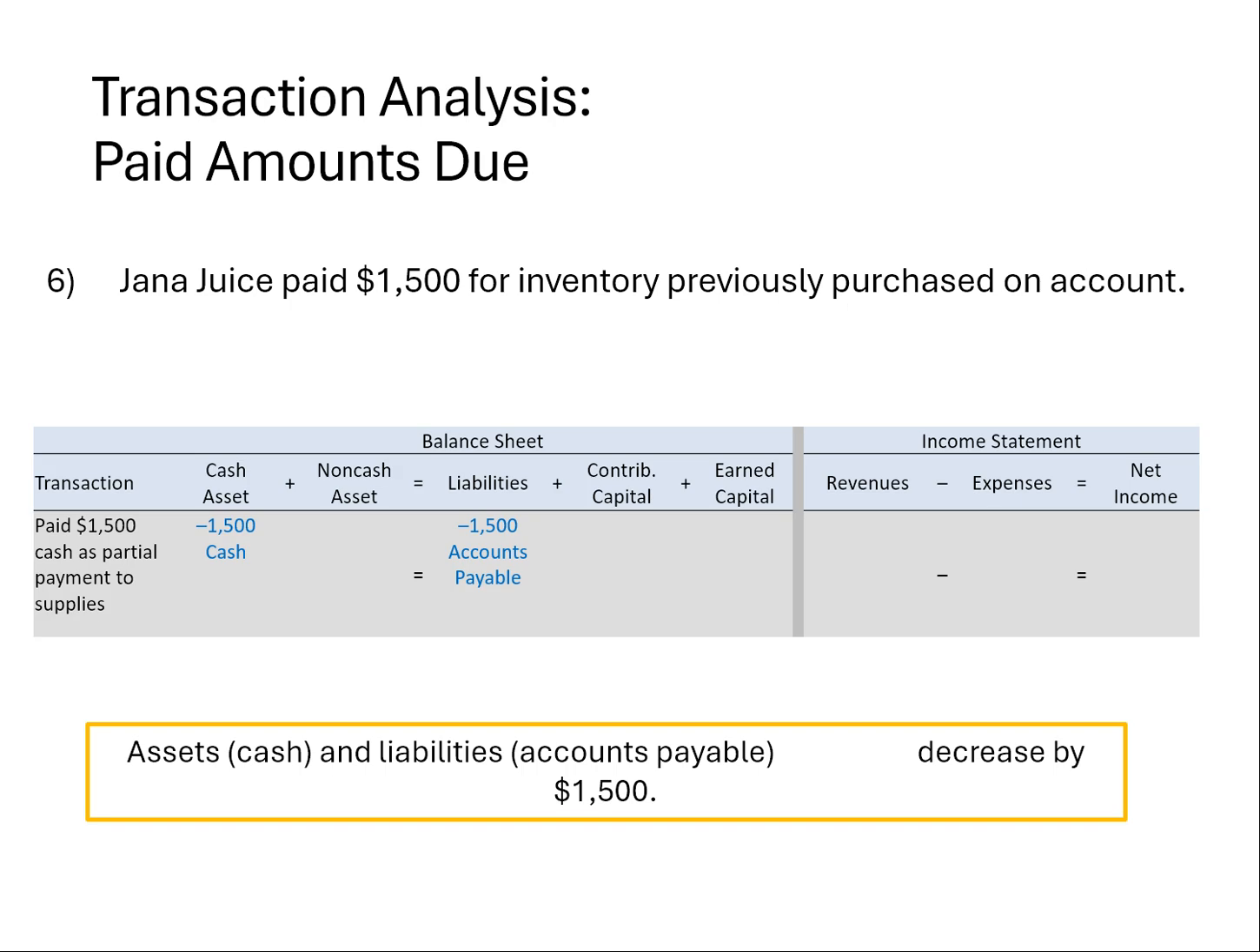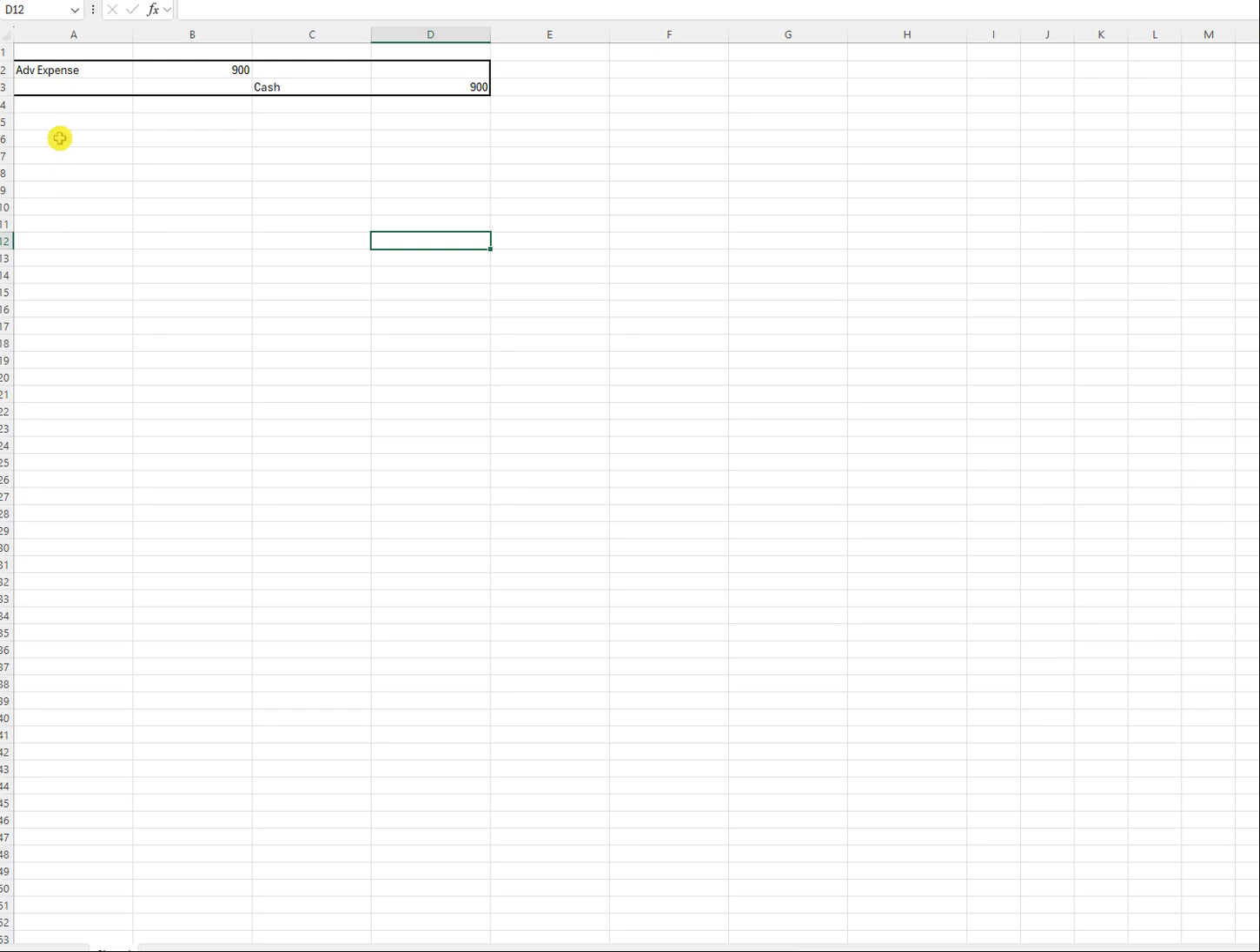Next we have paid $1,500 for inventory previously purchased on account. Previously purchased on account means we owe vendors $1,500. Now we paid off our liabilities. So on the assets side, cash is reduced by $1,500. On the right hand side, liabilities is also reduced by $1,500. And if we reduce liabilities, we decrease accounts payable. And we credit cash.